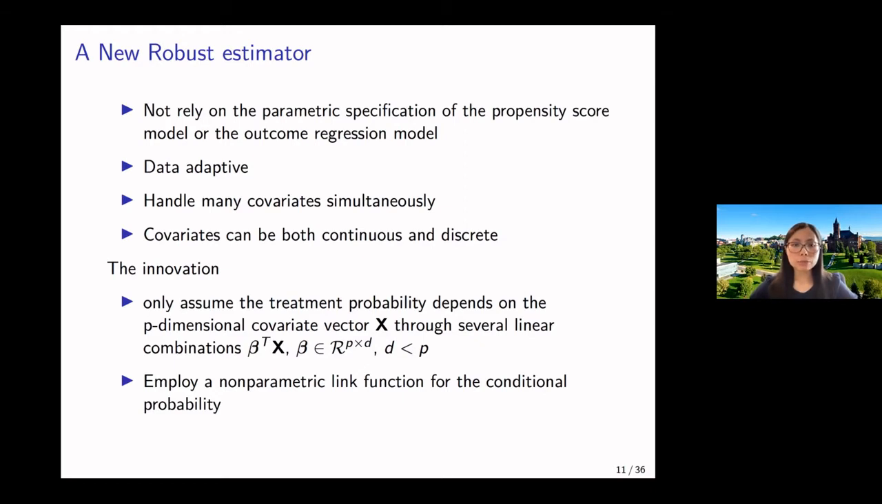What we do is pretty simple. In the method we implement here, we only assume that the treatment probability depends on the p-dimensional covariate vector X only through several linear combinations of beta transpose X. So this falls into the category of dimension reduction models. Then we employ a non-parametric link function for this conditional probability. This is the innovation part of our semi-parametric method.